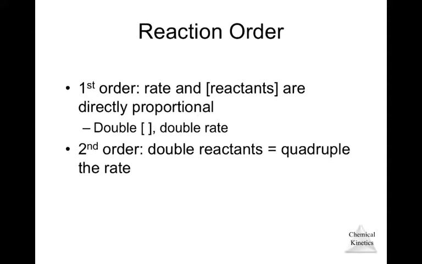And then something else with the orders, if it's a first order, that means that the rate and the concentration of reactants are directly proportional. So if you double the concentration, you're going to double the rate. If it's a second order, it's not that relationship. It's an exponential relationship. So if you were to double the reactants, you would quadruple the rate.